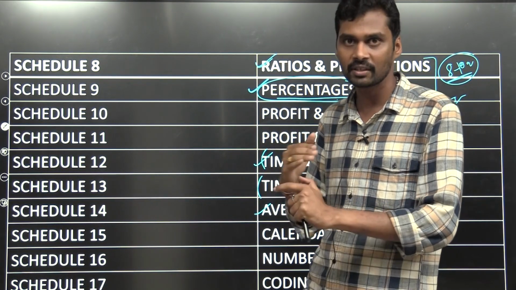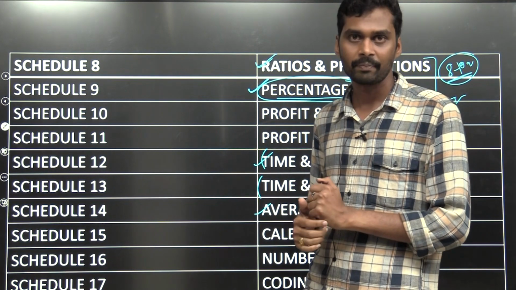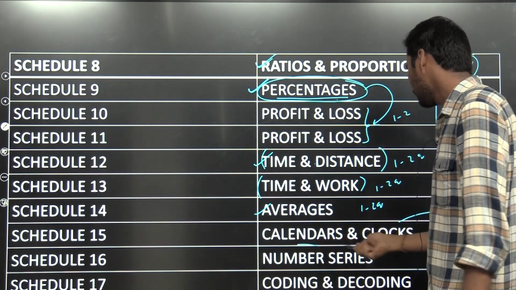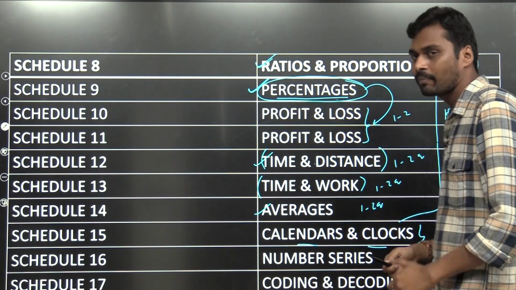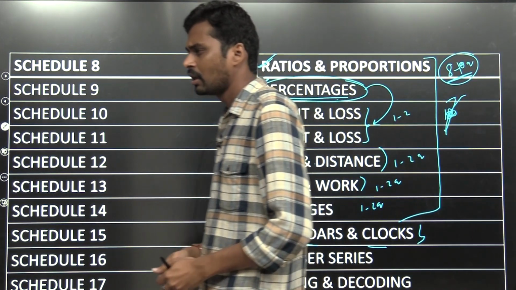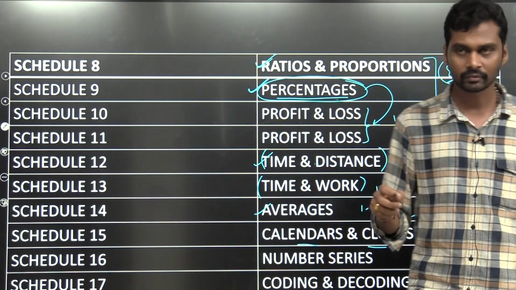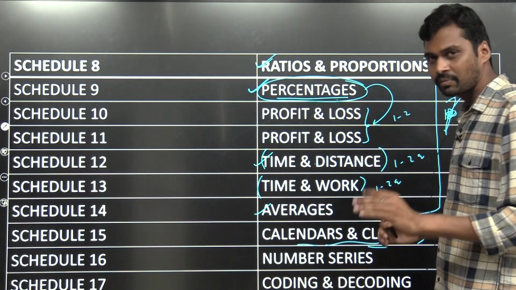If you see the previous year questions of the CSAT paper, next, coming to the next topic, calendars and clocks, which is another major important topic. Again, from the last 2-3 years, you definitely have a minimum of one question, maximum up to 3 questions.